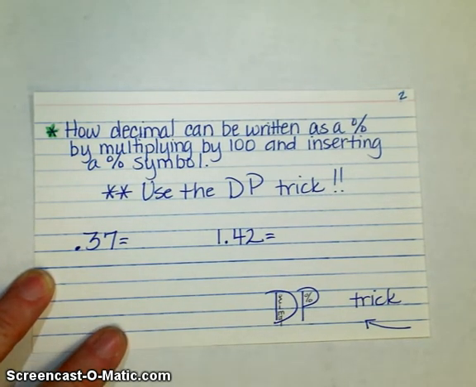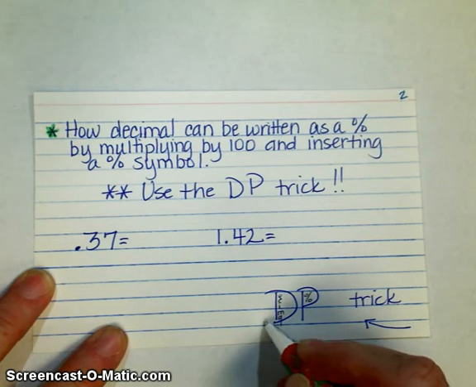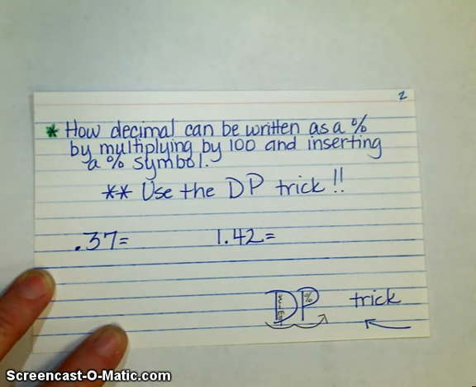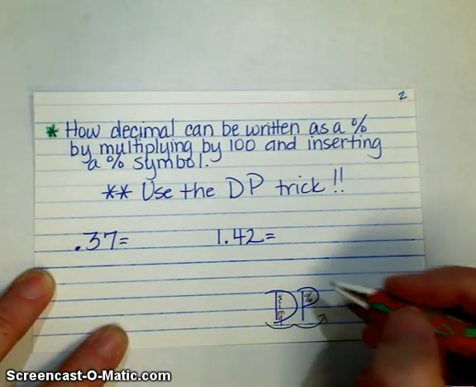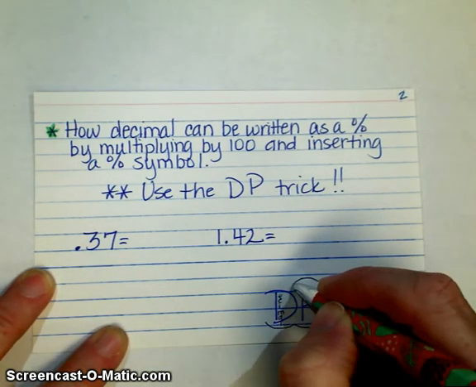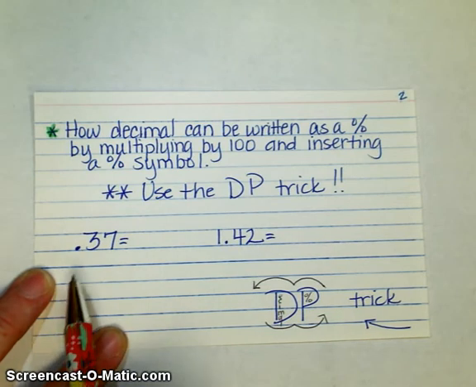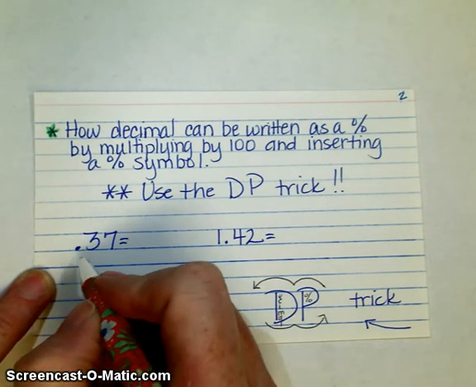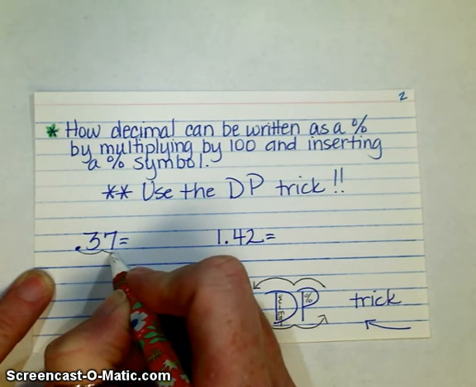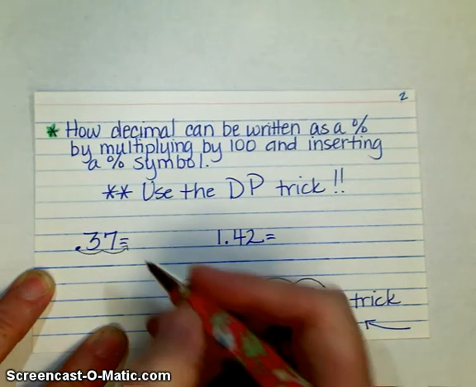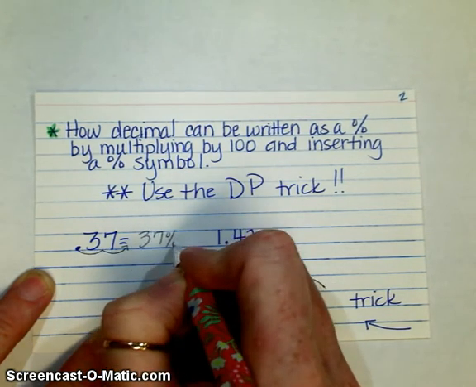If you start off with a decimal, you move your decimal place 2 places to the right to change it to be a percent. And if you start off with a number that's a percentage and you want to change it to a decimal, you move them 2 decimal places to the left. So let's use the Dr. Pepper trick on this. If I have 0.37 and I want to change that to be a percent, I would move my decimal 2 places to the right because I started off with a decimal and I'm wanting to make it a percent. So that would equal 37%.